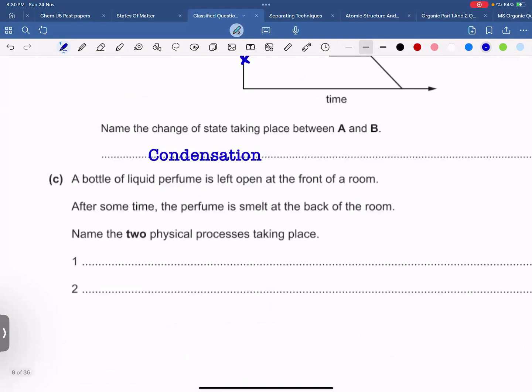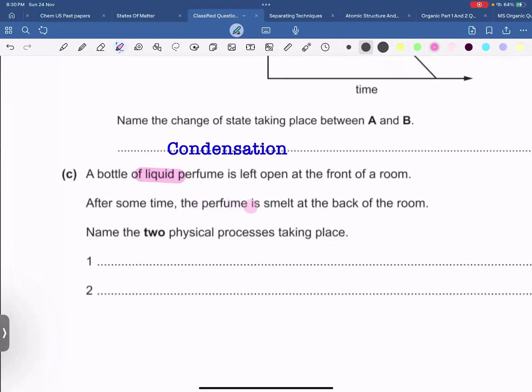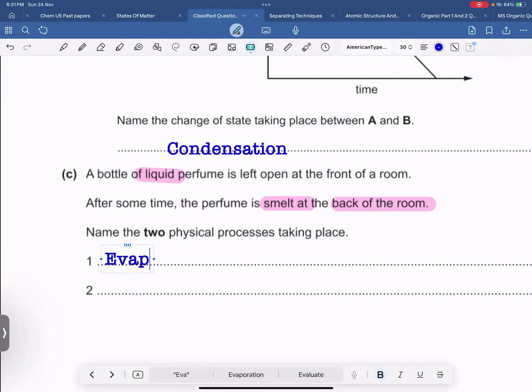A bottle of liquid perfume, underline keyword is liquid perfume, is left open at the front of a room. After some time, the perfume is smelled at the back of the room. So name 2 physical processes taking place. First, the process is evaporation, then diffusion. So evaporation first, converted from liquid to gas, and then diffuse from higher concentration to the back of the room.